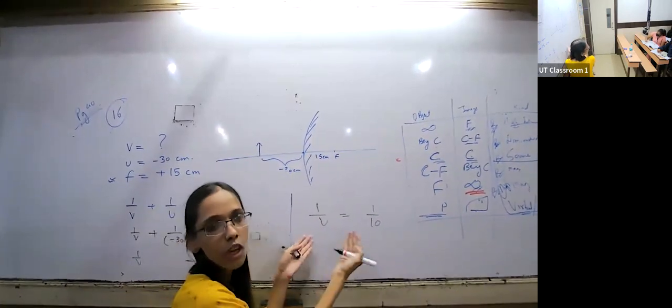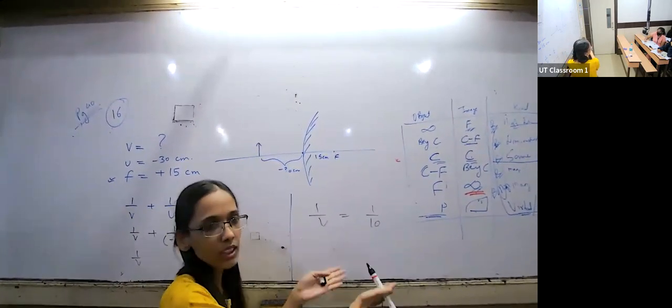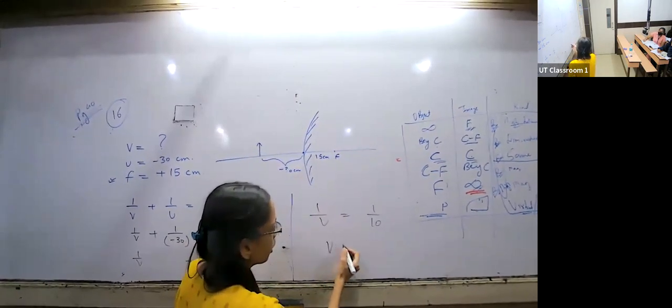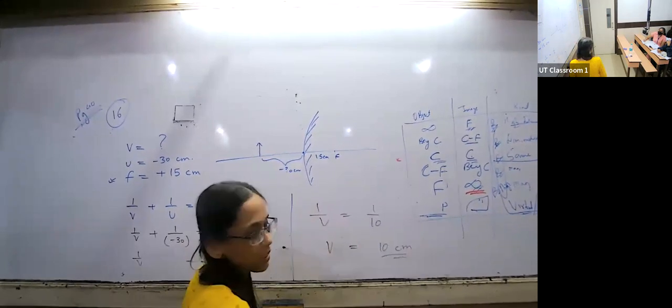Please do not stop at this point. You lose your marks because you have reached almost the destination and then left your answer. So you have to do the reciprocal. So v is equal to 10 with units. And my answer is positive.